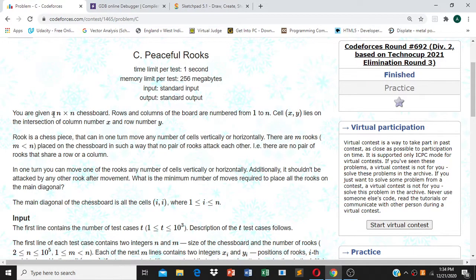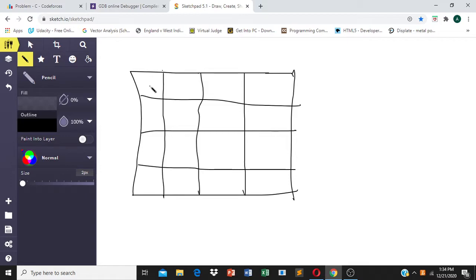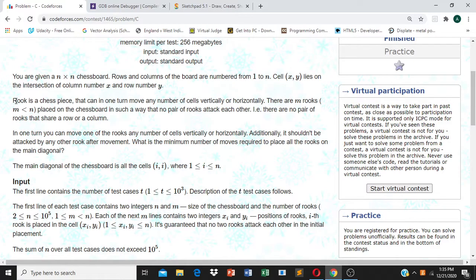You're given an n by n chessboard, rows and columns, okay? And there's a chess piece called a rook. As we know, in one turn a rook can move any number of cells vertically or horizontally, which means if there is a rook here, in one move it can go to any place horizontally or vertically from its position. That's what rooks are all about in chess and in normal chess games too.